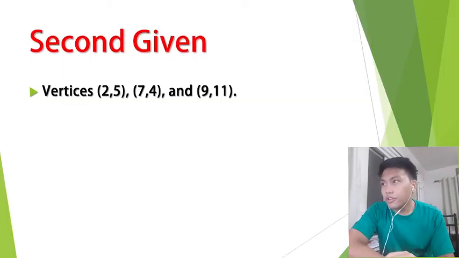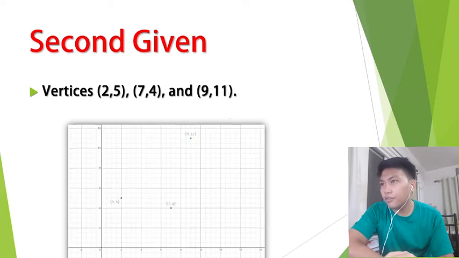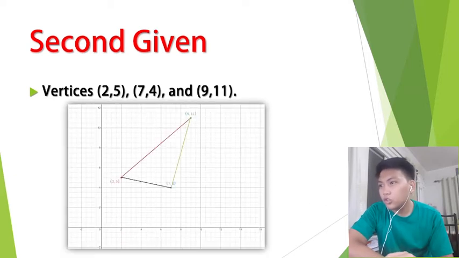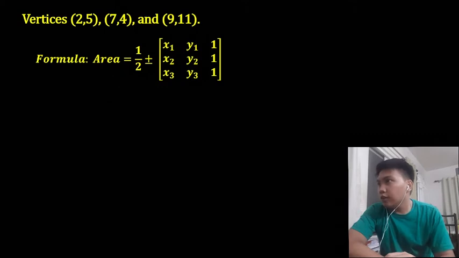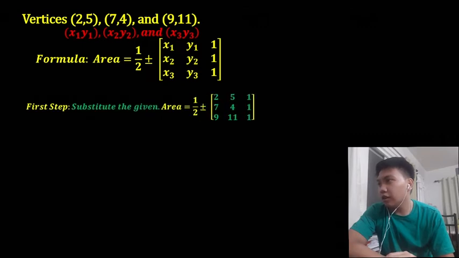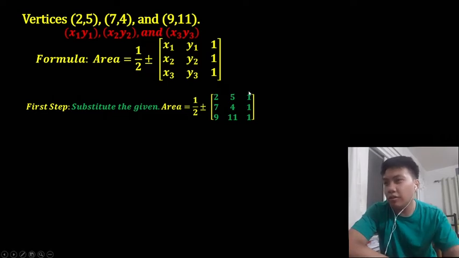Let's proceed to our second given, with vertices (2, 5), (7, 4), and (9, 11). First and foremost, represent each of the given with its corresponding variables. As for our first step, substitute the given into our matrix. X sub 1 for 2, y sub 1 for 5, x sub 2 for 7, y sub 2 for 4, and x sub 3 for 9, and y sub 3 for 11. And as always, the last part is always 1.